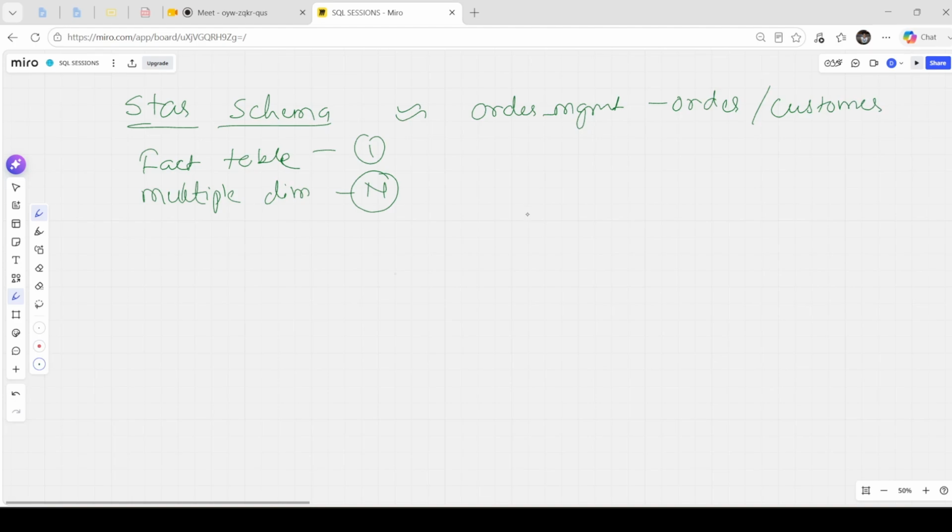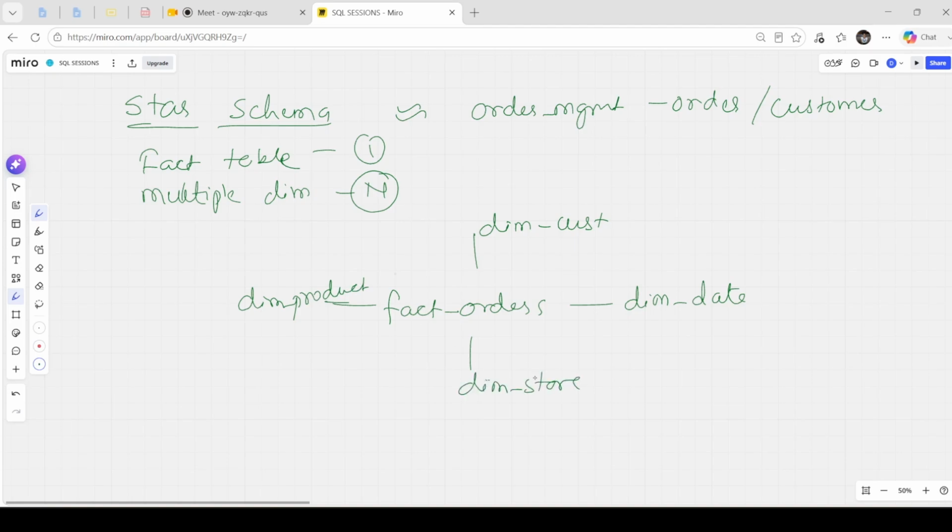So here it means that you can have one fact table. Let's take fact orders, right? And then you can have 4 or 5, multiple dimension tables joined with this. How is it joined? Using foreign key, primary key, right? So here you can have customers. This we just talked about. Here you can have dim underscore products. And here you can have dim underscore stores, right?